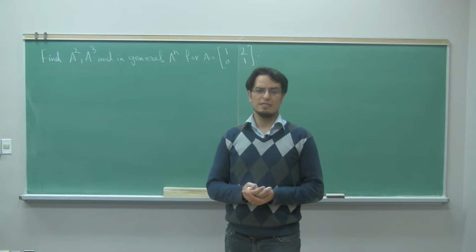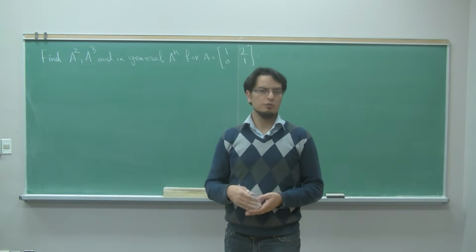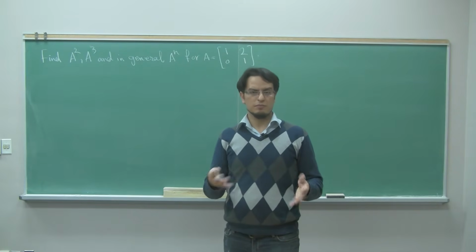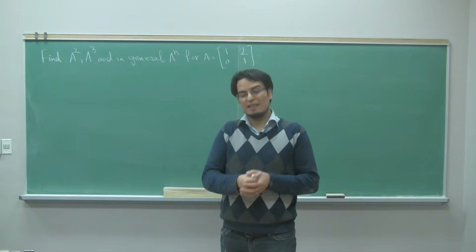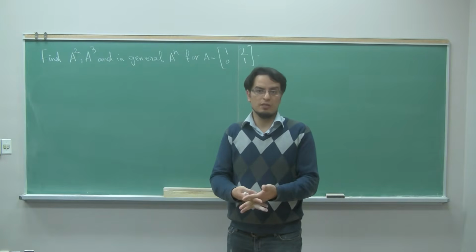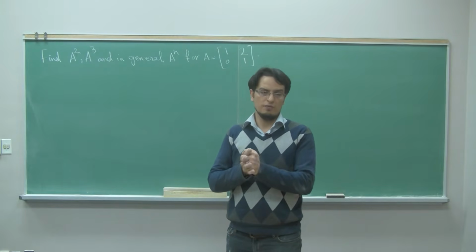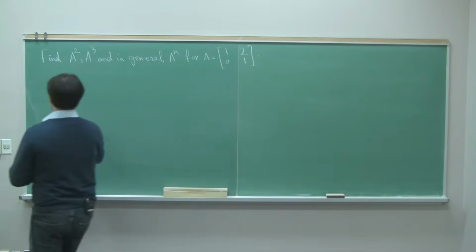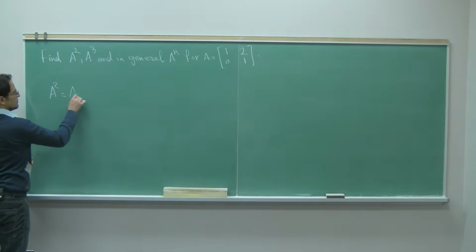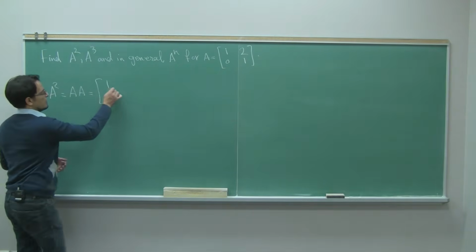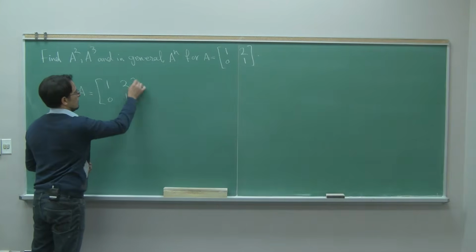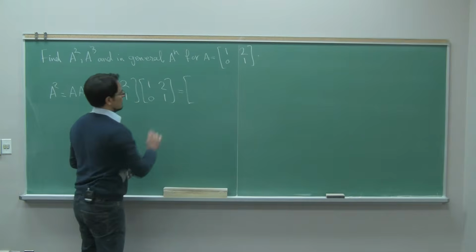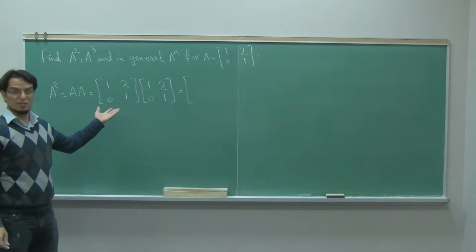But what it says is to find A², A³, A⁴, first a few of them, like 2, 3, 4, and then you will find a pattern and write down that pattern as the power Aⁿ for general n. Well, let's see what A² is. A² means you multiply A by A, and here I have [1, 2; 0, 1] multiplied by [1, 2; 0, 1]. This is a 2 by 2 matrix times a 2 by 2 matrix, so the result is a 2 by 2 matrix.